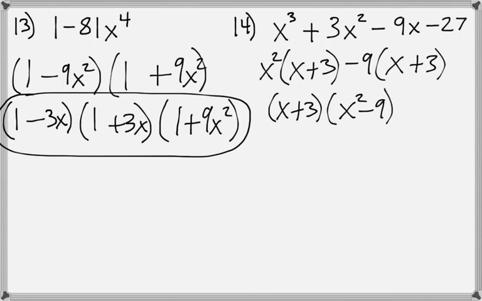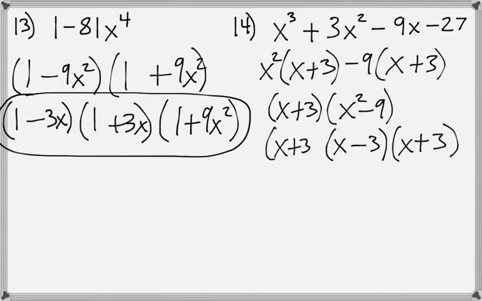So the x plus 3 is done, but the x squared minus 9, this is a difference of two squares. I didn't see it before, it wasn't there, but now it's here, and we need to factor it. So I can put my two parentheses, a minus and a plus. What times itself gives you x squared? That would be x. What times itself gives you 9? That would be 3.